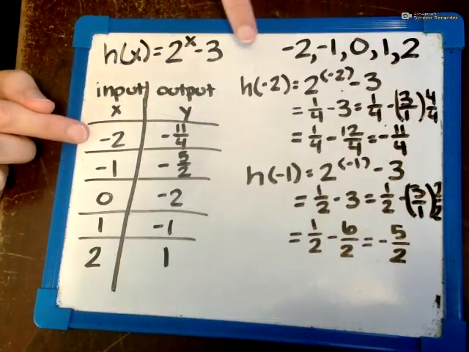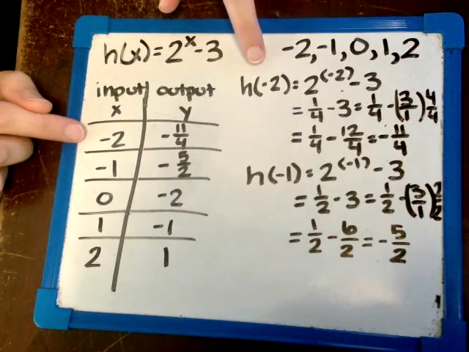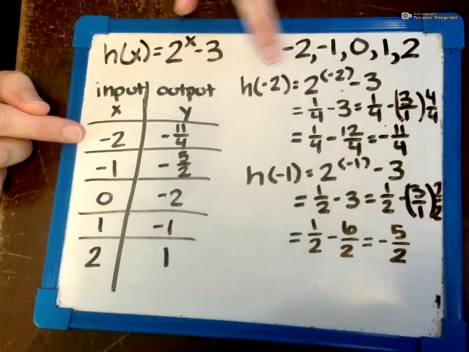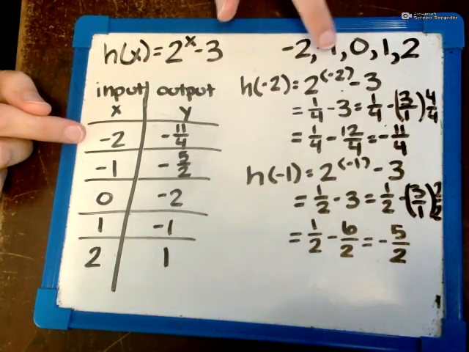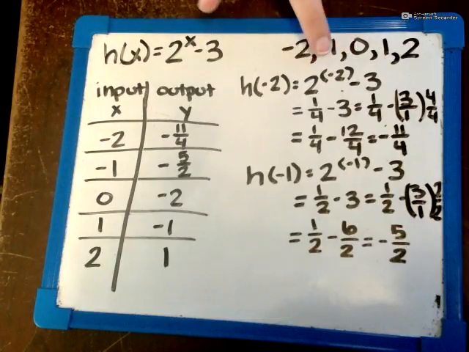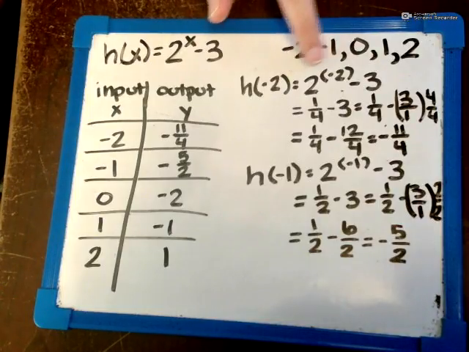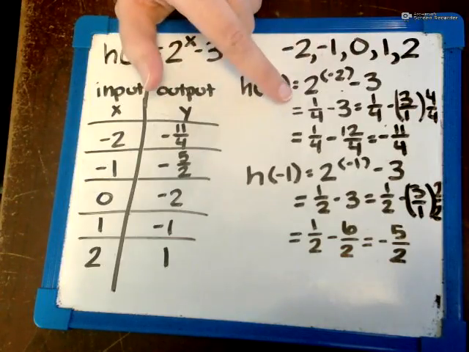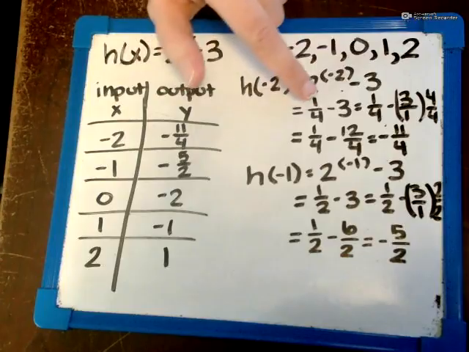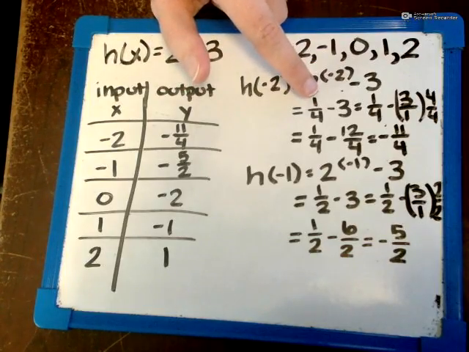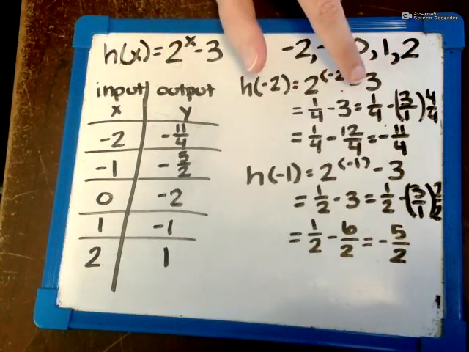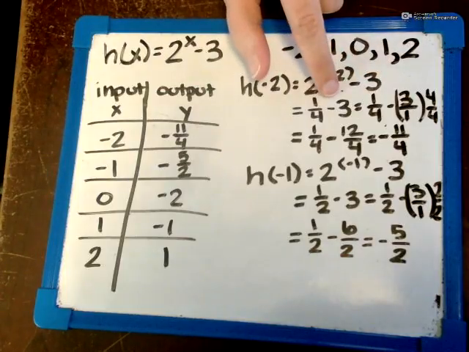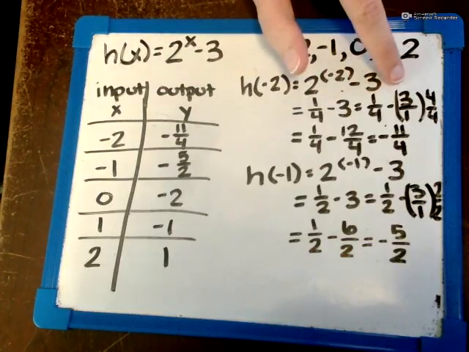So if x is -2, h of -2 is equal to 2 to the power of -2 minus 3. When you have a negative exponent, all you do is go 2 to the power of 2, which is 2 times 2 is 4, but we make it a fraction and make that 4 the denominator. So it's 1/4, and then we drop down the minus 3. Now we have 1/4 minus, and we need to make this 3 a fraction, so it's 3 over 1.